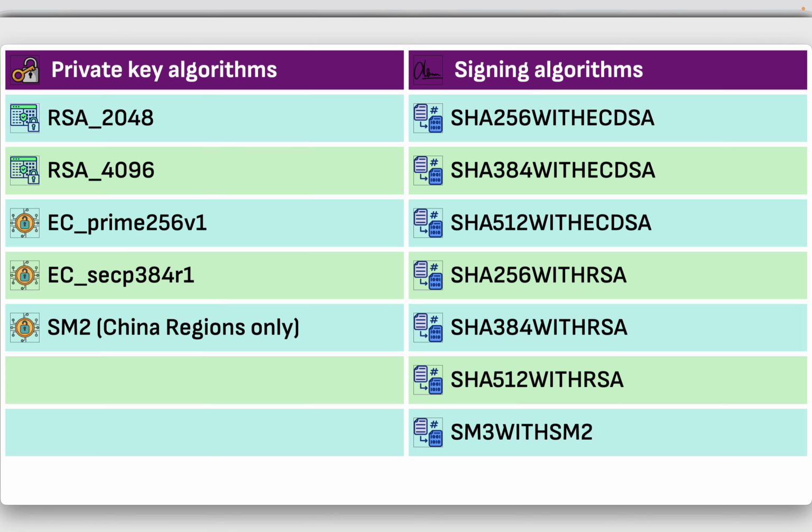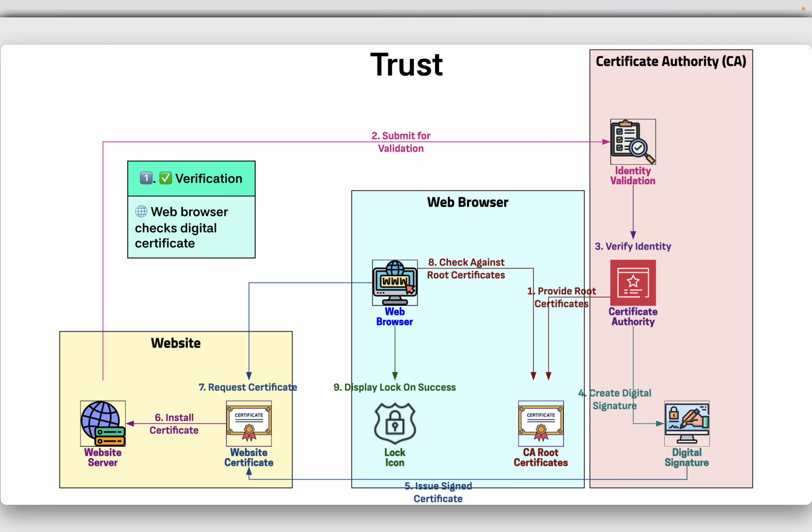So these are some of the very popular industry standard algorithms and signing algorithms which are being used. So these are all RSA 2048, 4096, EC prime. These are just for your information purposes, and the signing algorithms are SHA 256 and ECDSA, RSA. So this is just for your information.